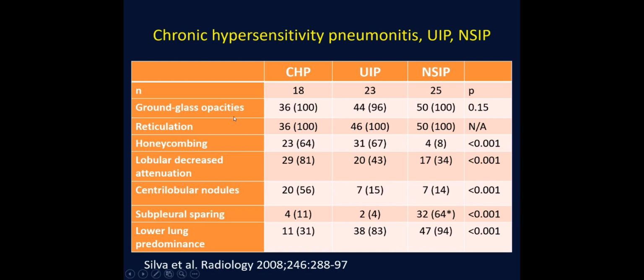So this is a review then of the typical appearances of HP, UIP, and NSIP that I find useful. In this series, the prevalence of ground glass and reticulation is about the same. The prevalence of honeycombing is higher in chronic HP and UIP, relatively rare in NSIP. Lobular areas of decreased attenuation, more common in chronic HP, but it also could occur in the other conditions. Centrilobular nodules, more common in chronic HP. Subpleural sparing, as I mentioned, is much more common in NSIP. And lower lung predominance, common in UIP and NSIP, but also present in about 1/3 of cases of chronic HP.